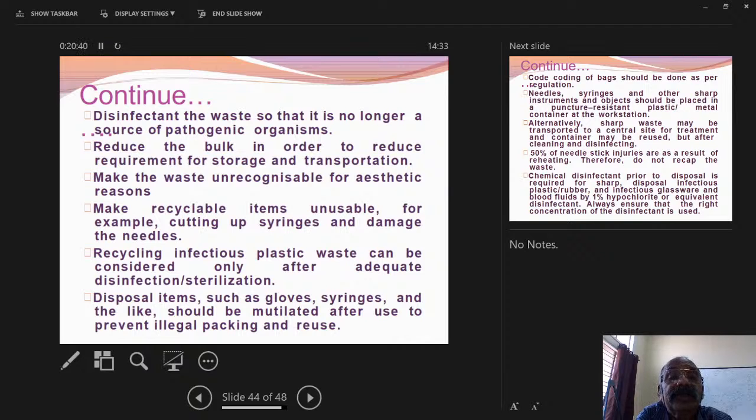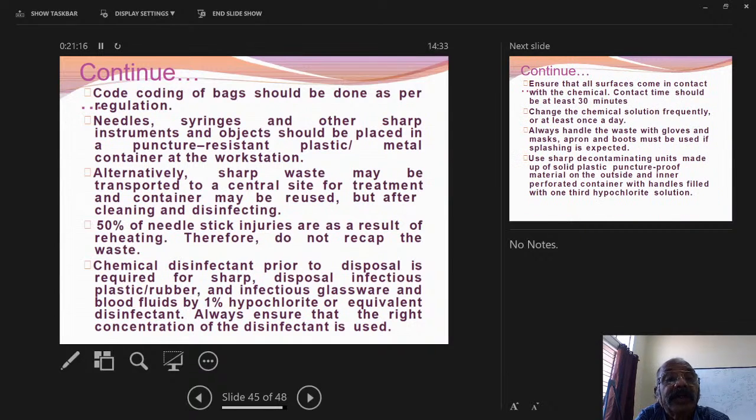Disinfect the waste so that it is no longer a source of pathogenic organisms. Reduce the bulk in order to reduce the requirement for storage and transportation. Make the waste unrecognizable for aesthetic reasons. Make recyclable items unusable, for example, cutting up syringes and damaging the needles. Recycling infectious plastic waste can be considered only after adequate disinfection and sterilization. Disposable items such as gloves, syringes and the like should be mutilated after use to prevent illegal packing and reuse.